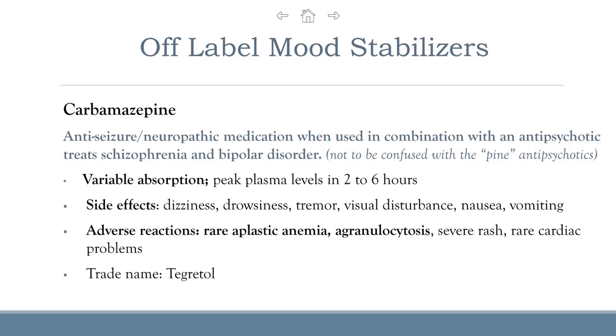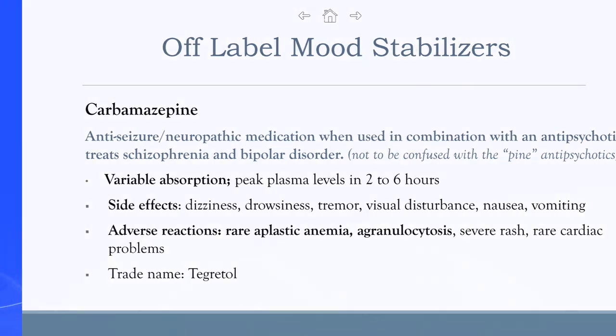Carbamazepine is an anti-seizure neuropathic medication that, when used in combination with an antipsychotic, treats schizophrenia or bipolar disorder. So not to be confused with the pine in the antipsychotic, this is a mood stabilizer. Variable absorption, reaches peak level in 2 to 6 hours. Side effects are dizziness, drowsiness, tremor, visual disturbance, nausea. Adverse reactions: rare aplastic anemia, agranulocytosis, severe rash, rare cardiac problems. The trade name for this is Tegretol.